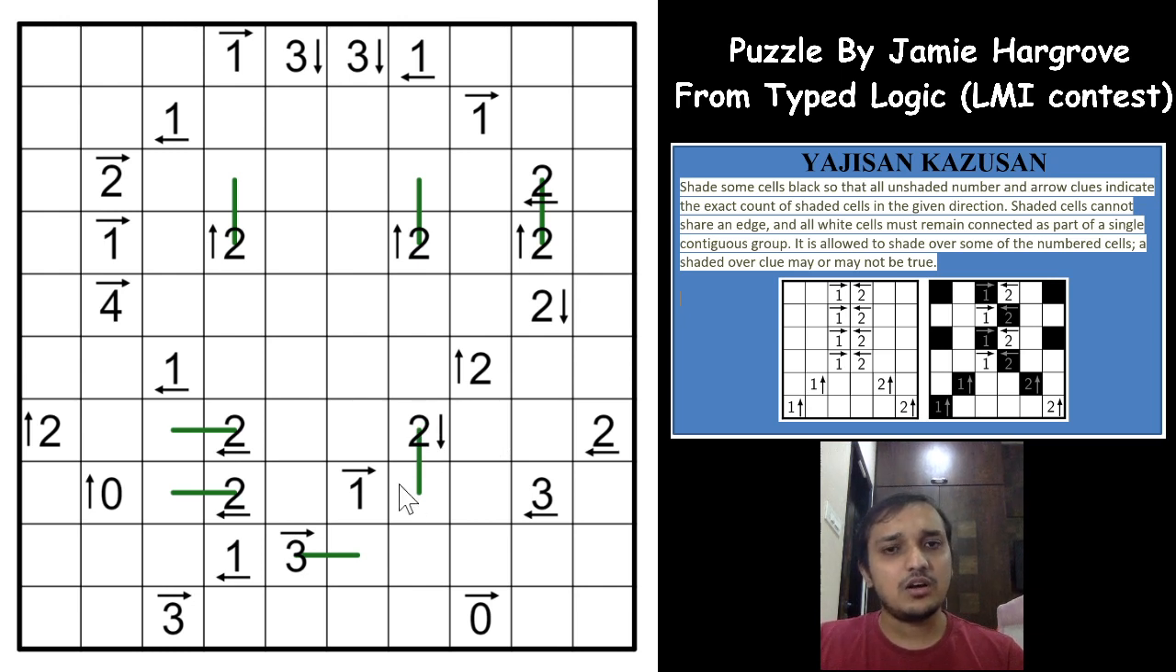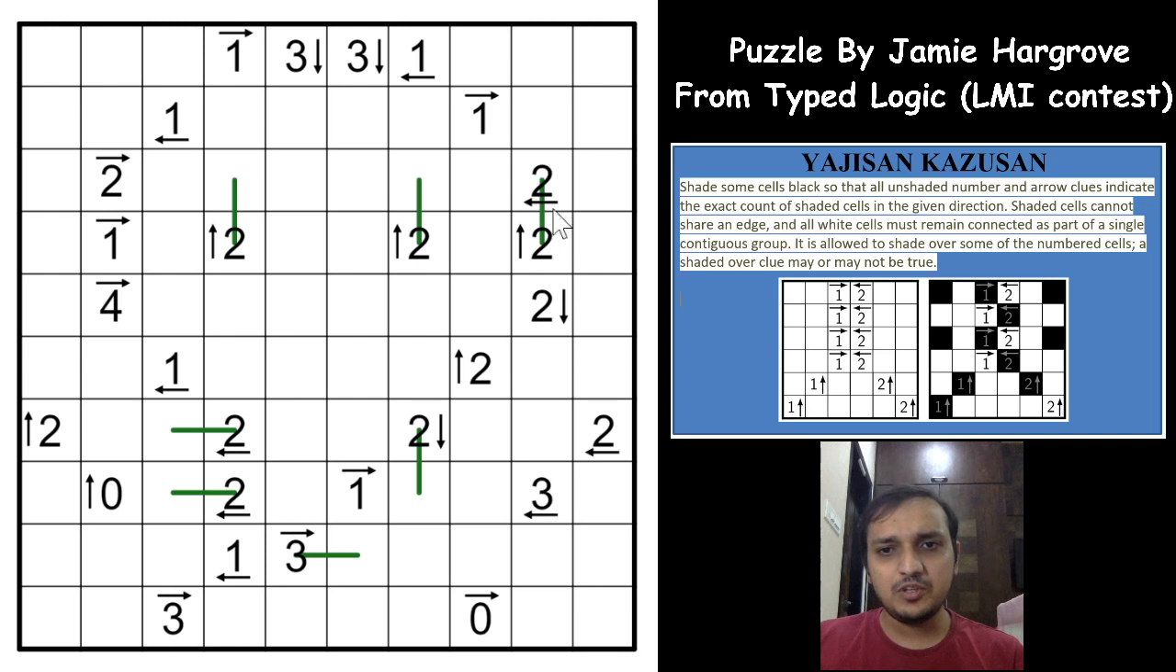One more trick, which is not applied in this particular puzzle, but can be applied in some other puzzles too, most of the Jisan Kazusan puzzles actually. So let us see this case now. Two clues are together. Whenever you have two number cells together and both are pointing in the direction in which they are placed.